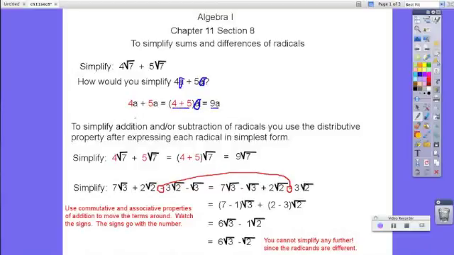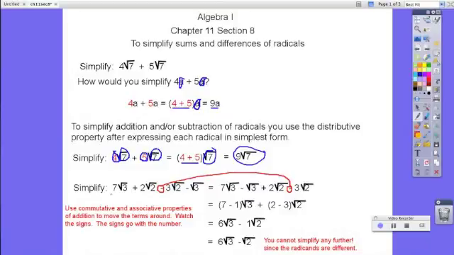Basically, we do the same thing when we have radicals. Just think of the radical as a variable, and you do the same thing. We have a 4 and a 5, and the common factor is the square root of 7. So we take the square root of 7, we put it on the outside of the parenthesis, and on the inside we have a 4 and we have a 5. And we're going to add them together. We get 4 plus 5 is 9. Final answer is 9 times the square root of 7.